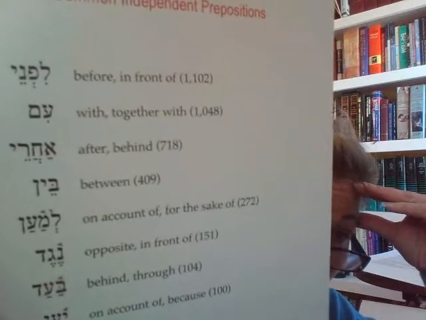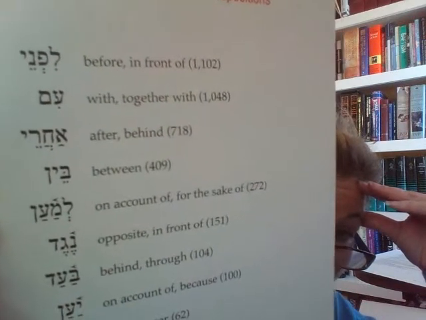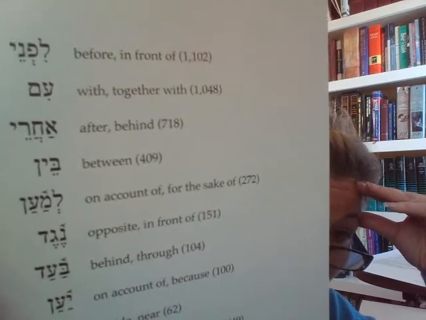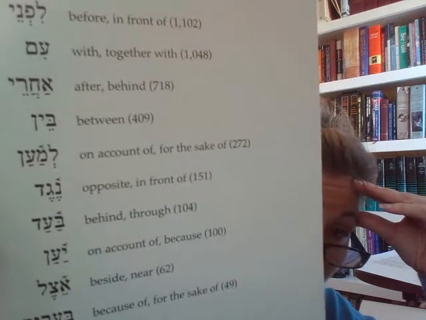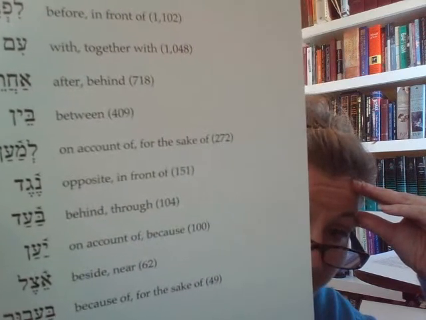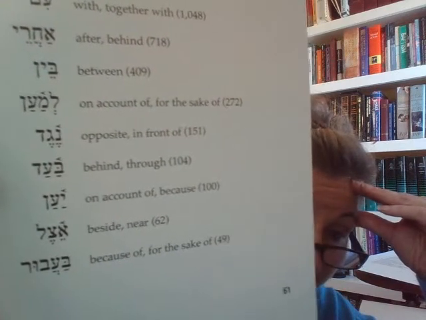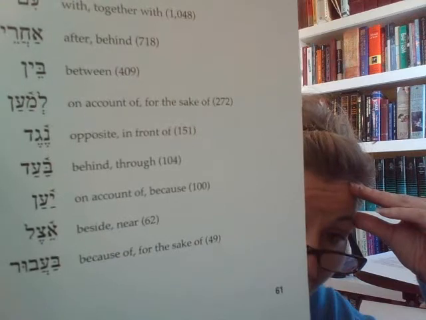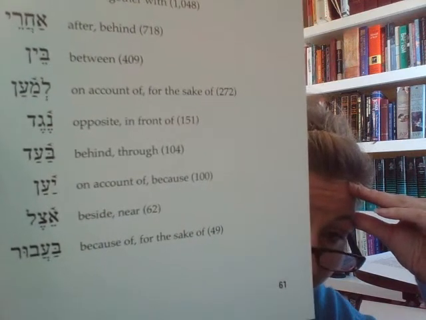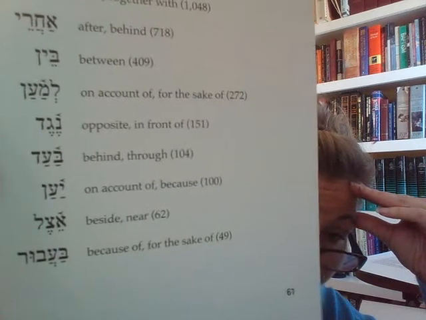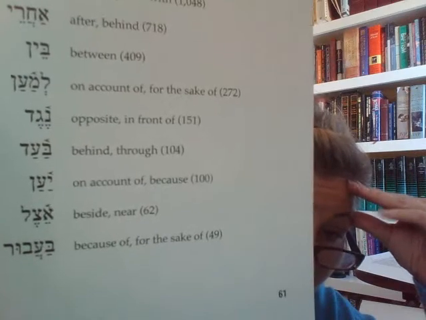There's lapene, before or in front of; im, with or together; achar, after or behind; ben, between; al, on account of, for the sake of; neged, opposite or in front of; baad, behind or through; al, on account of, because; atzel, beside or near; ba'abur, because of and for the sake of.